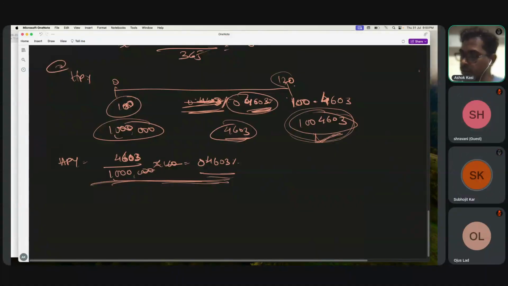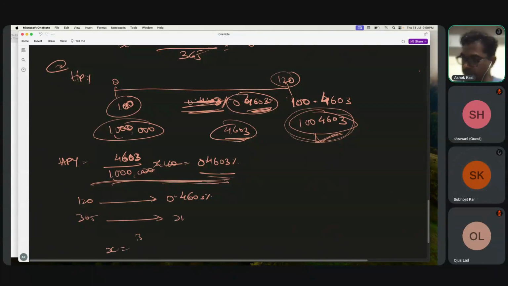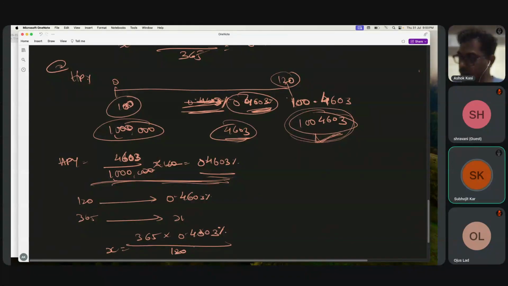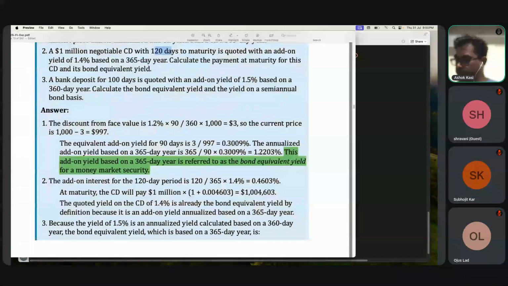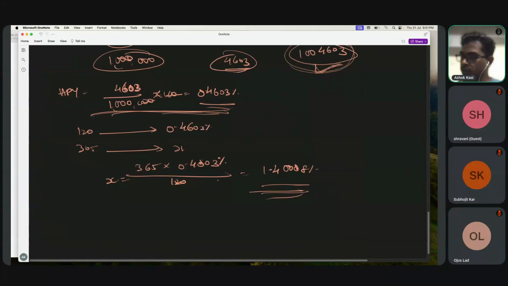So in 120 days, 0.4603 percentage. For 365 days, how much? So 365 into 0.4603, divided by 120, is 1.4. So that is fine. 1.4 percentage. This is bond equivalent yield.